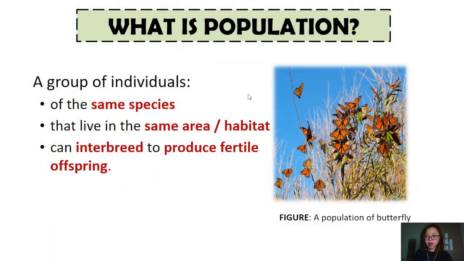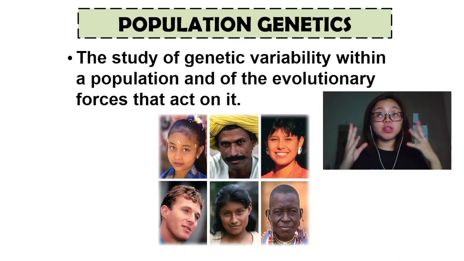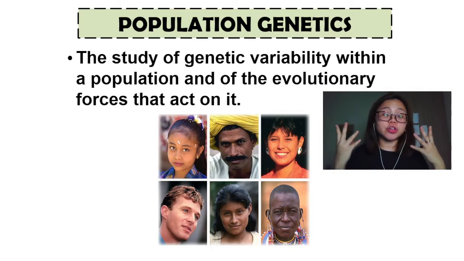So rasanya boleh faham, populasi didefinisikan sebagai sekumpulan individu yang berasal daripada spesies yang sama, tinggal di habitat yang sama, dan mampu menghasilkan anak. Okay, so one more thing that you should remember is members of a population should be able to interbreed to produce fertile offspring. Sekarang kamu tahu sudah apa itu population. Now you already know what is a population.